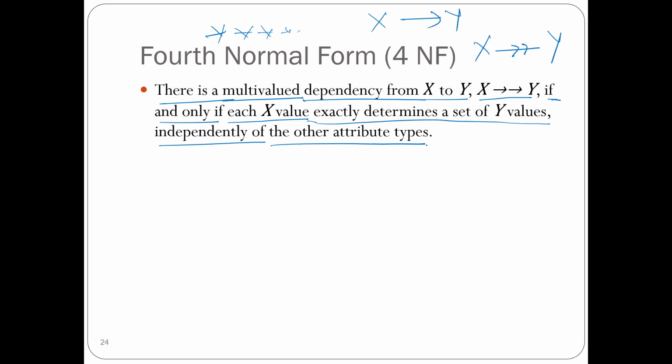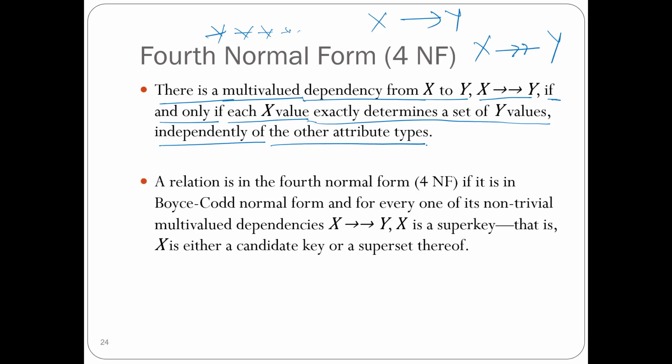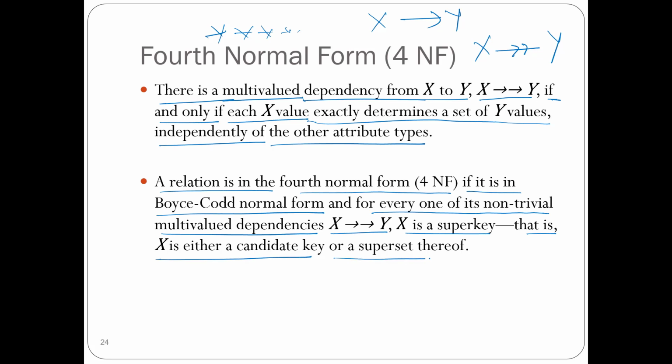And yeah, I know that this is a little tricky, but once we go over the example, it will make a lot of sense. So now, if you followed the definition, then we can think about the fourth normal form. A relation is in fourth normal form (4NF) if it is in BCNF, Boyce-Codd normal form, and for every one of its non-trivial multi-valued dependencies, X to Y, X is a super key. That is, X is either a candidate key or a superset thereof.